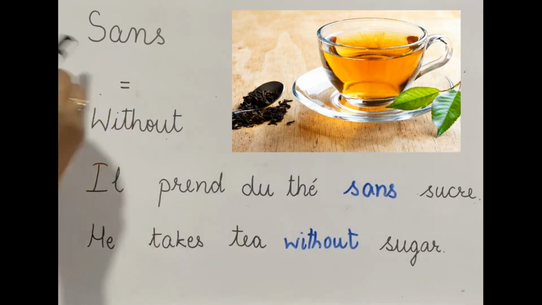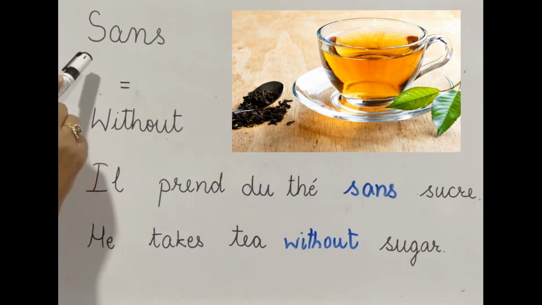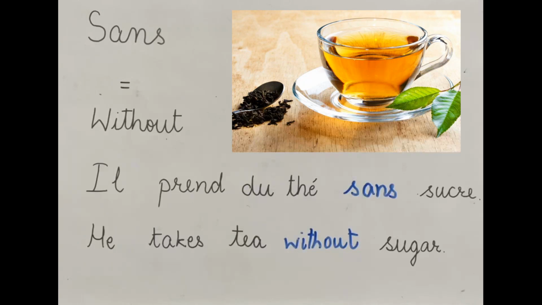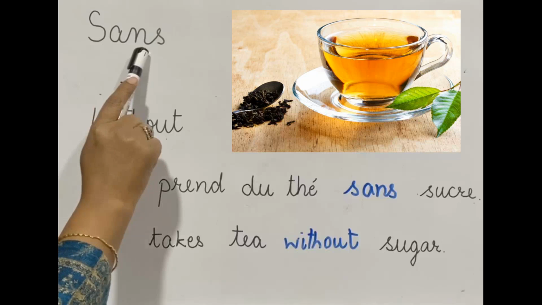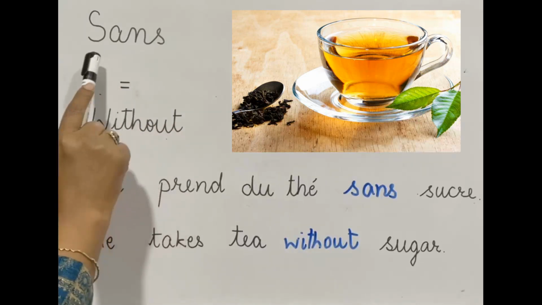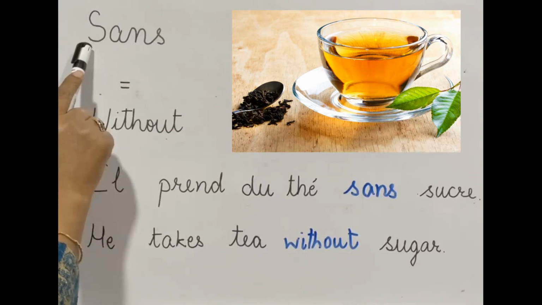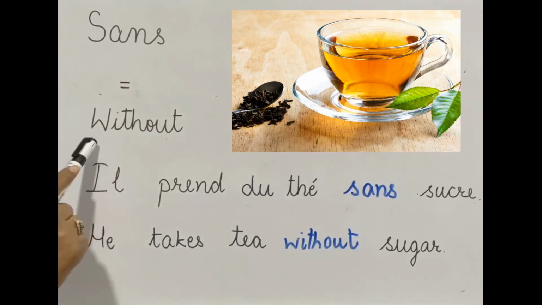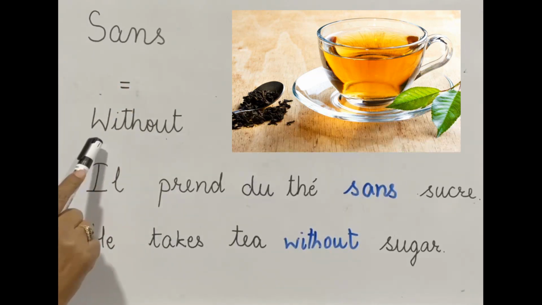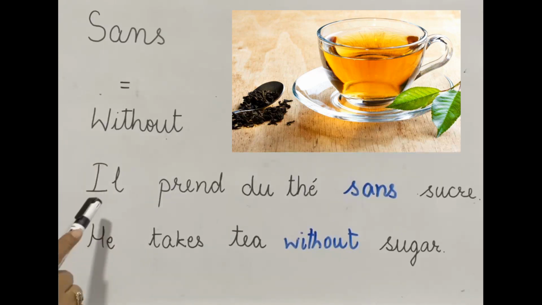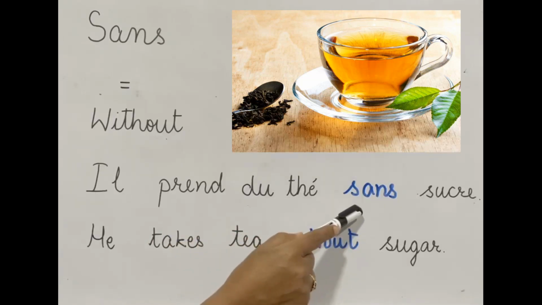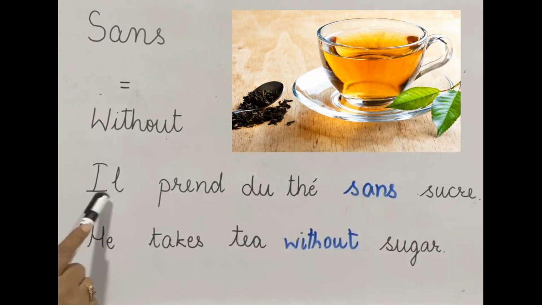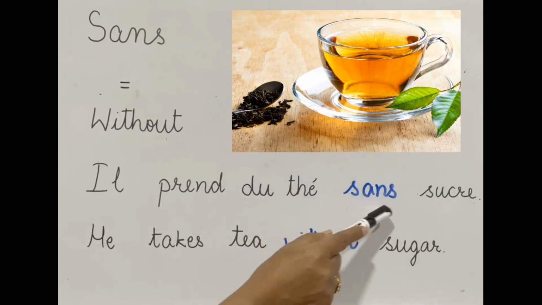Now another preposition here is the opposite of the preposition we did before this, and that was avec, if you remember. And the opposite of avec is sans. Sans, and this S in the end is not pronounced as it is a consonant. So the pronunciation is sans. Sans means without, opposite of avec. Without. So the sentence here is Il prend du thé sans sucre.